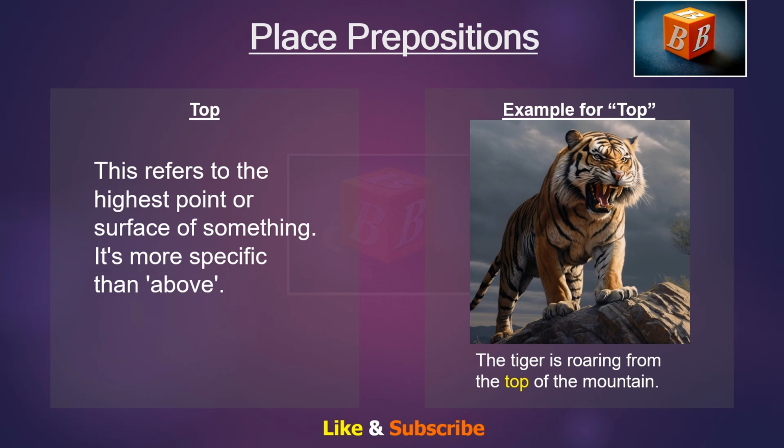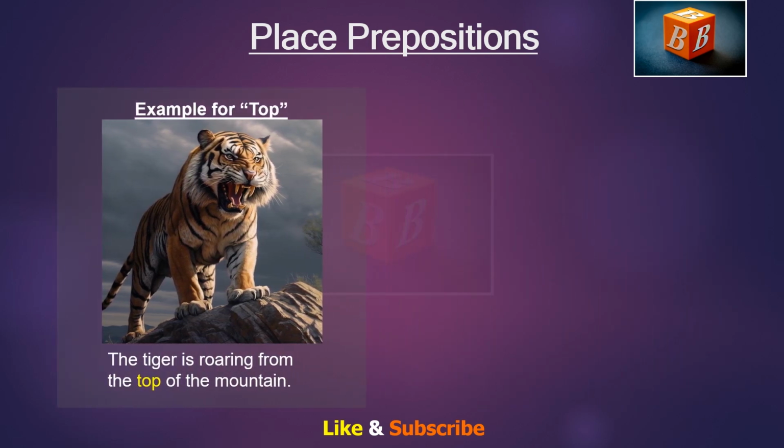Place prepositions like top are crucial in setting the scene in our minds. They help us understand exactly where something or someone is located. Without this small but powerful word, we wouldn't know where the tiger is roaring from. So, next time you hear or read about something happening at the top of something else, picture it right at the highest point, just like our roaring tiger on the mountain.